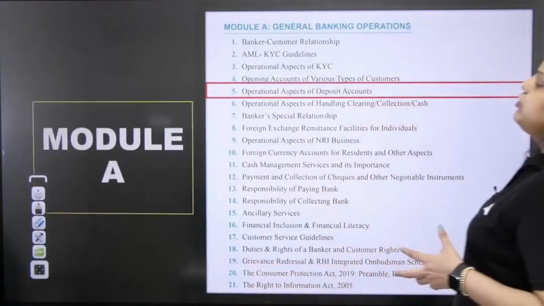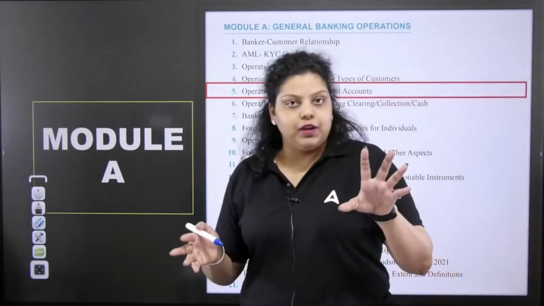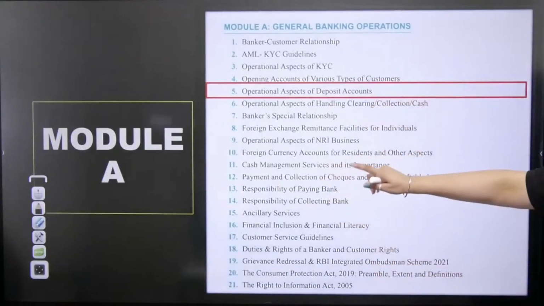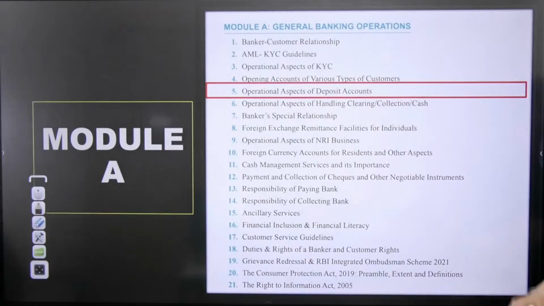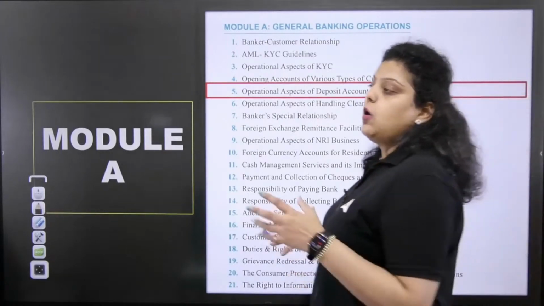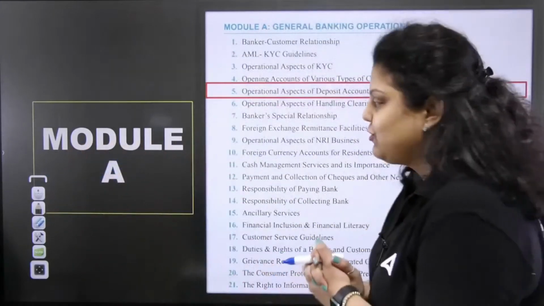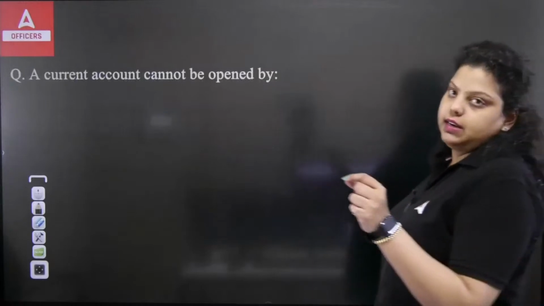So you can see Module A of PPB, the total units in PPB is 55. Out of 55 units, we have only 21 units in Module A. And out of that, today we are going to discuss the 5th chapter, the operational aspects of deposit accounts: what the conditions of a deposit account are, and in which cases accounts can or cannot be maintained. All that we are going to discuss today. So let's start with the first question. Also, at the end of the session, I will ask how many answers you have given correctly, so make sure you count them.